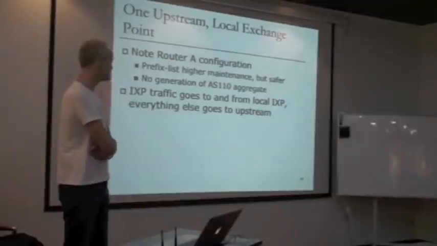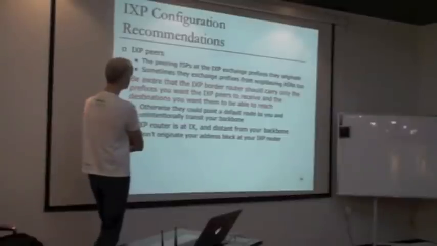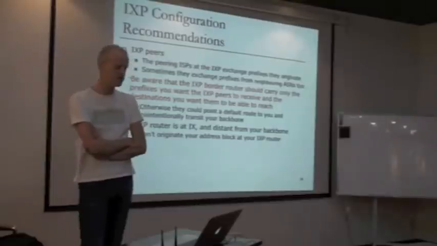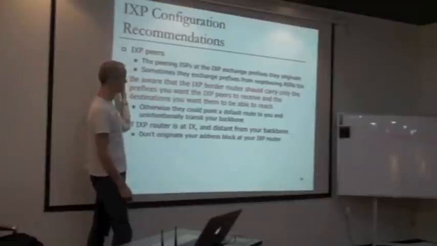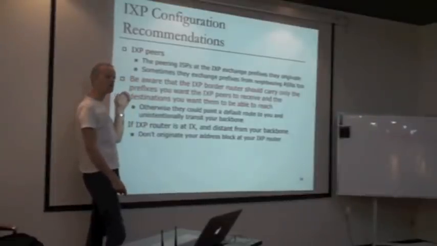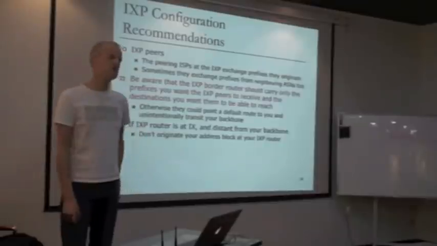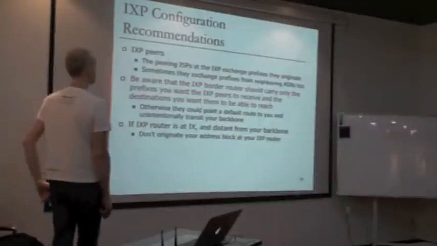So note the router A configuration, all very straightforward. The exchange point peers, the peering ISPs, the ISP exchange prefixes, they originate sometimes from neighboring ASs as well. Make sure the exchange point router only carries your peering prefixes. Don't put the default route there. If the default route goes here, then any of your exchange point peers, or even people you do not peer with at the exchange point, can use you for outbound traffic. So be very careful with this.